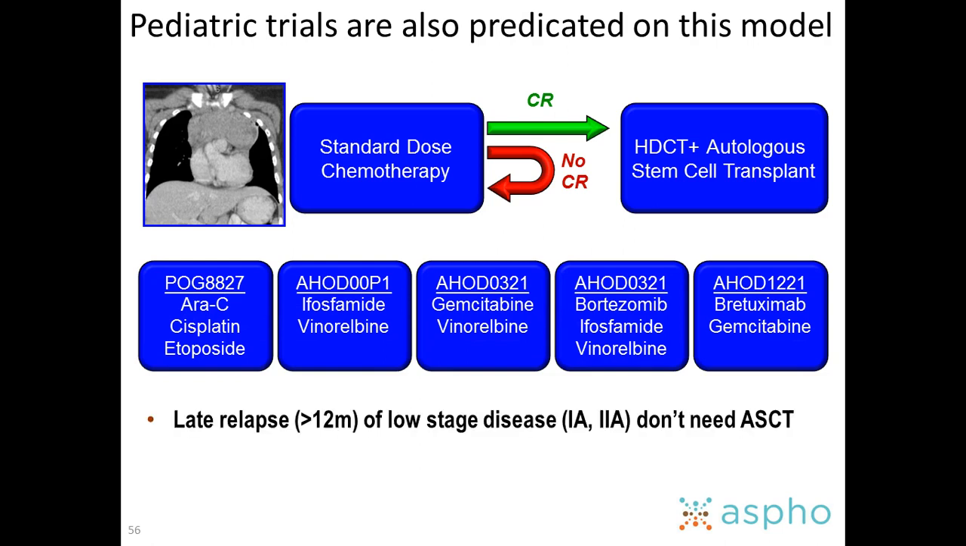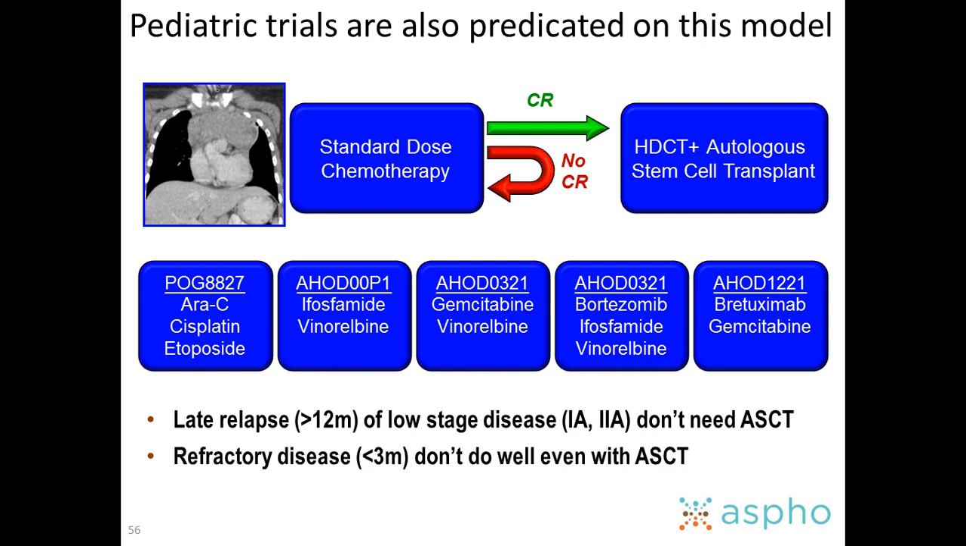The problem with this model is there are growing data that suggest that a late relapse, so relapse greater than 12 months, of a low-stage disease can be cured without an autologous stem cell transplant, although unfortunately there is no standard of care for that in this country. In addition, patients with refractory disease, disease that's either progressive on therapy or less than 3 months, don't do well even if they have a transplant.